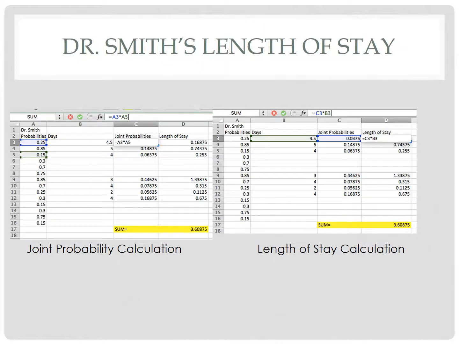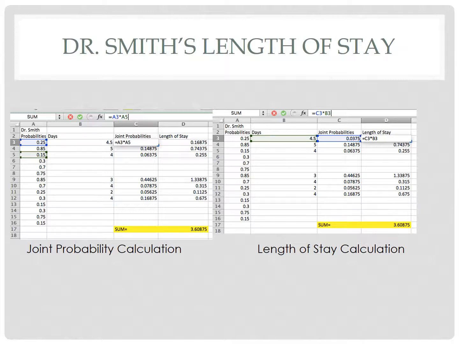The next slide shows how these calculations are done. Once you have entered the probabilities and the days, you can calculate the joint probabilities for each path. As you can see, the probabilities of the events are multiplied in each path. We start from the left to the right of the decision tree. The first path on the decision tree has probabilities of 0.25 and 0.15. So these are multiplied, and you can see the joint probability is 0.0375 for the first path.